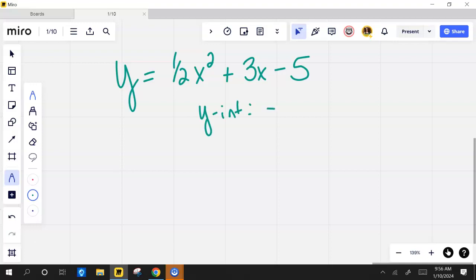-5. Does this parabola open up or down? Why? It's positive, exactly. Would this parabola be skinny, wide, or average? Wide. Why wide? It's less than 1, right?